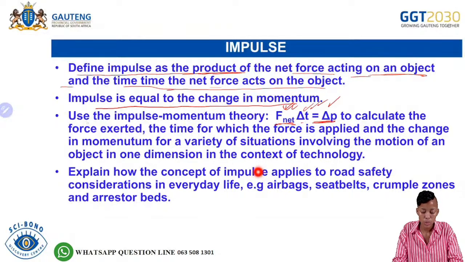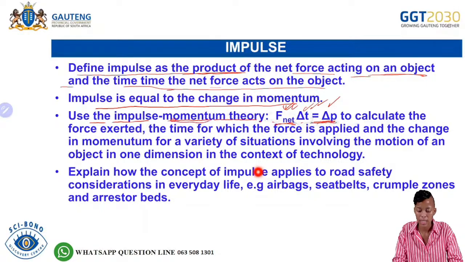Then it says you need to use the impulse momentum theory. So impulse, we have it here on the left hand side as F net change in time. Momentum, there is momentum on the right hand side, to calculate the force exerted. So the force will be represented by the F net, the time for which the force is exerted, that is our change in time, and the change in the momentum. The change in the momentum is this one here that we just spoke about.